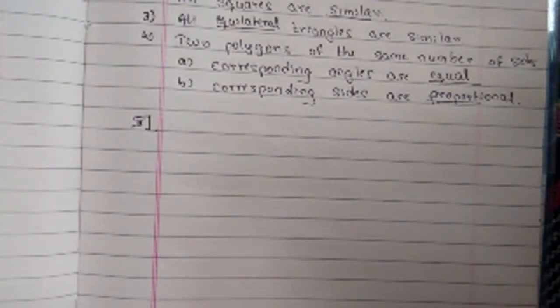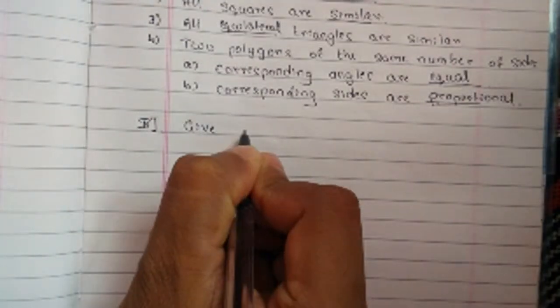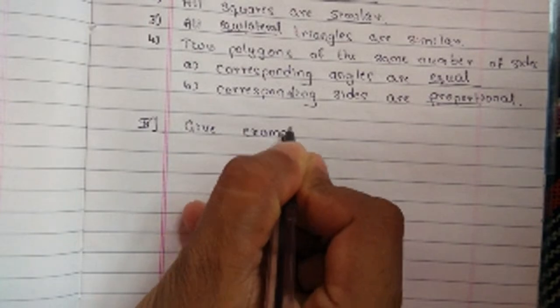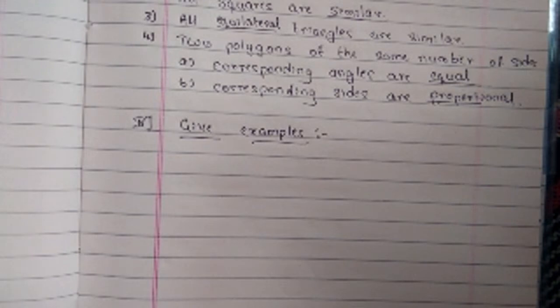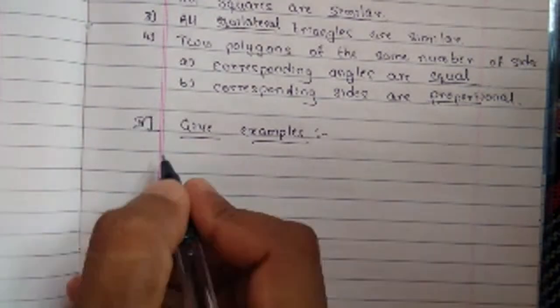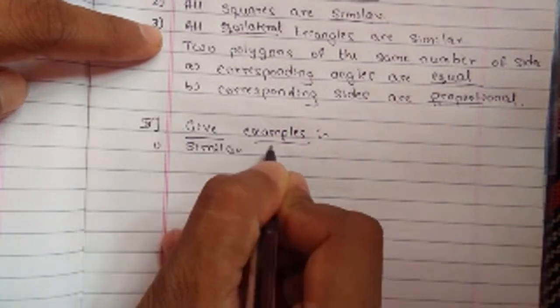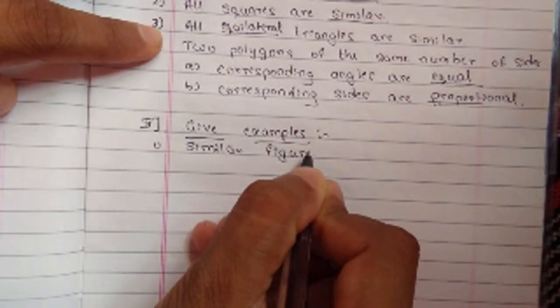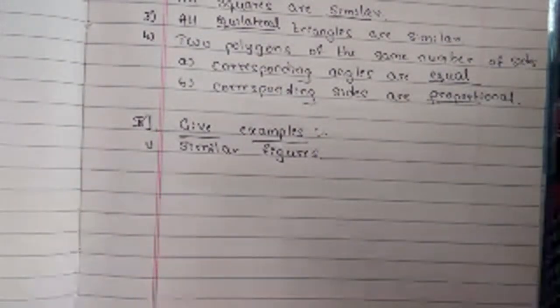Give two different examples of a pair of figures. Okay, in the second main we have to give examples. In that, the first one is similar figures. So now we have to give two examples for similar figures. Just give any two examples for similar figures.